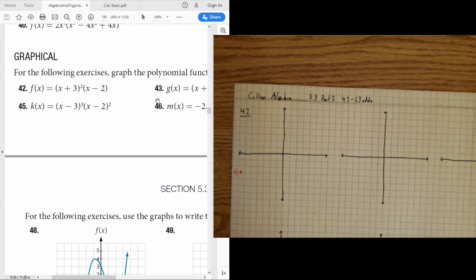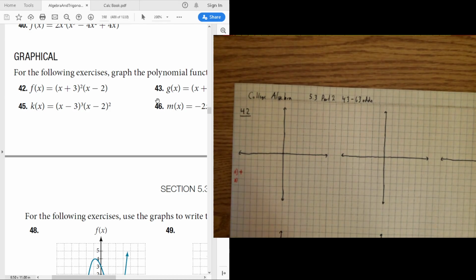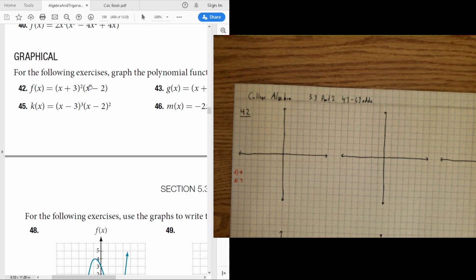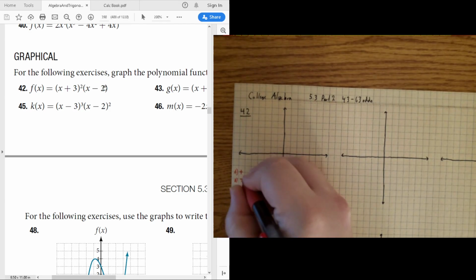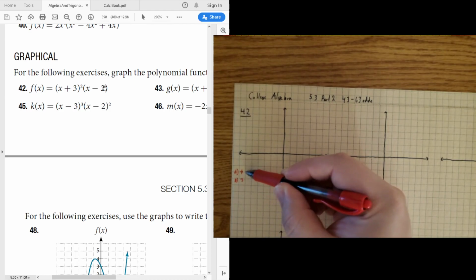Now, the next piece I want to determine is the degree, and I actually already found it. It's a degree 3. How do I do that? Well, I just add all the powers together. So I take the power of 2 that's here, plus the power of 1 that's hidden here, for a total of a power of 3. What this tells me is this is going to match every cubic function that is positive.